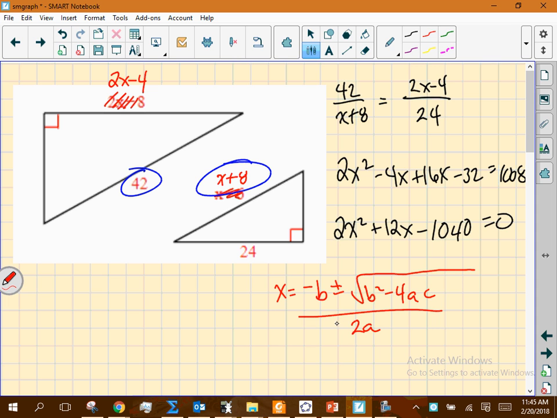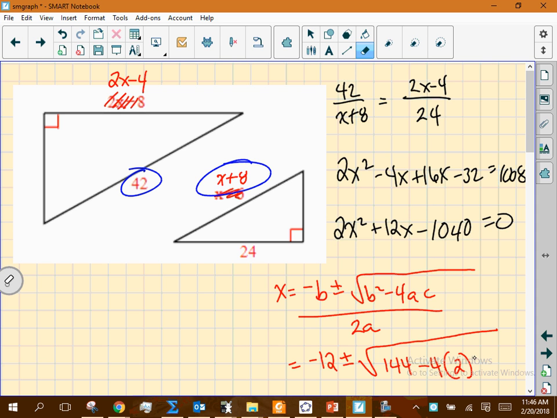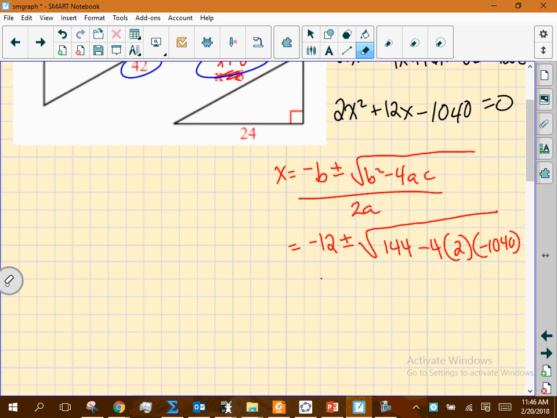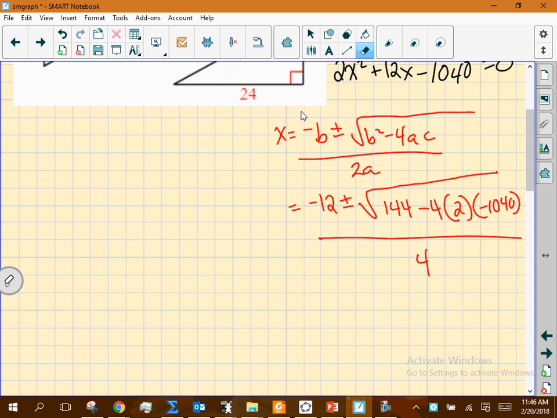Okay. Now, Vera, did you take the 2 out before you started doing things? Okay, left 2 in. Good. All right, so leaving the 2 in, I'm going to go opposite of b, so negative 12 plus or minus. Okay, now b squared would be 144 minus 4. A is 2, and C is negative 1040. All over 2A, so that becomes 4. All right, so that's what x is going to equal.